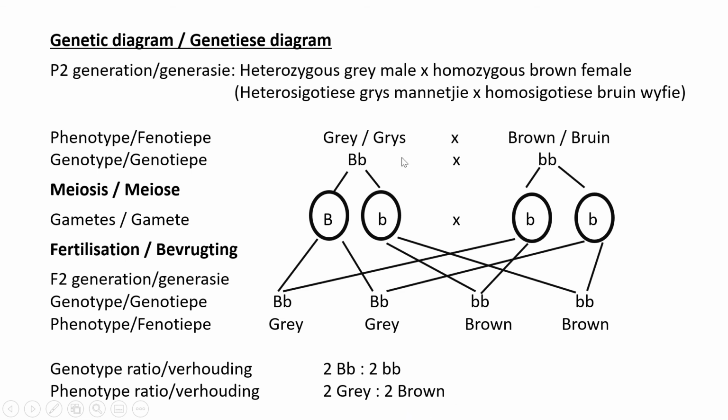So from this crossing of these 2 parents, it's possible to get a grey individual, and it's possible to get a brown individual. The only possibilities for this crossing are that these parents can have either a brown child or a grey child. Okay, 2 out of 4, so it's kind of 50-50. There's a 50% chance for the individual to be grey, 50% chance for it to be brown. Same thing with the genotype: 50% chance for heterozygous, and 50% chance for homozygous recessive.